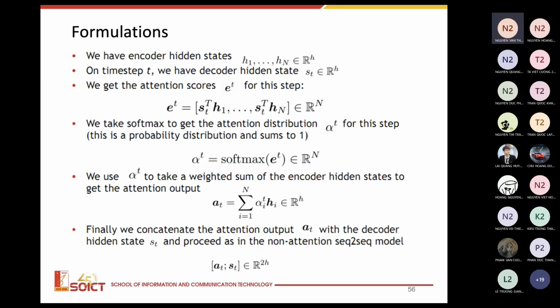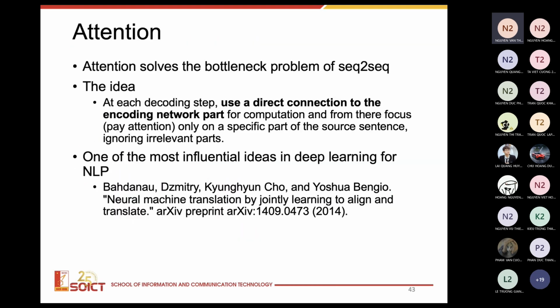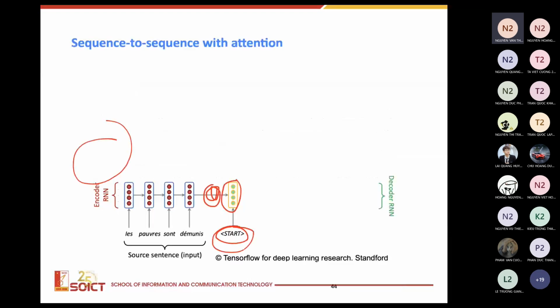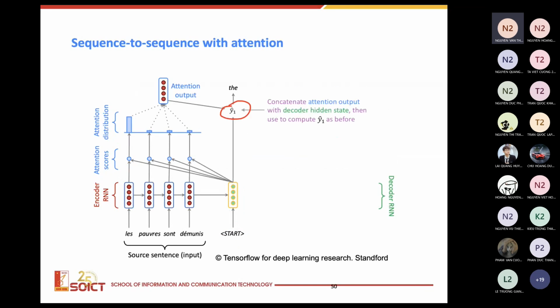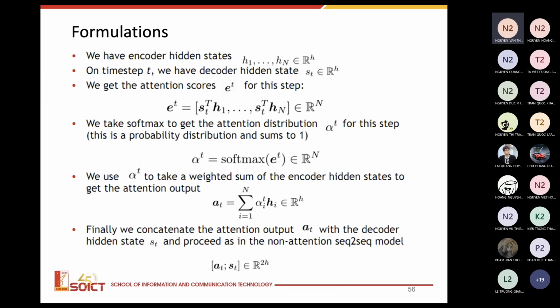So that was the idea of the attention mechanism. From the explanation, it doesn't look complicated, but the idea was so innovative that it is considered one of the most impactful, influential ideas in deep learning for NLP. If we want to discuss the formulation of the attention mechanism, we can discuss the following.